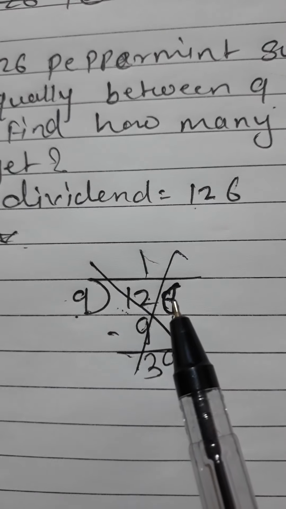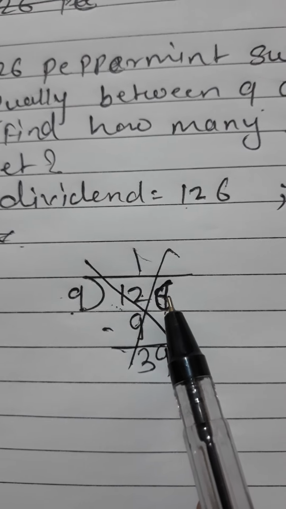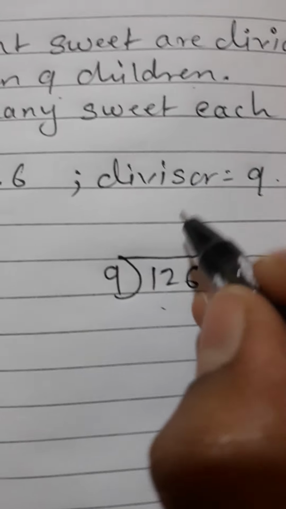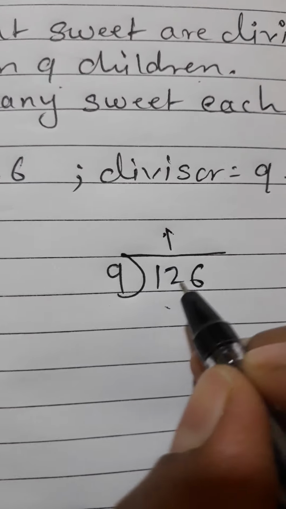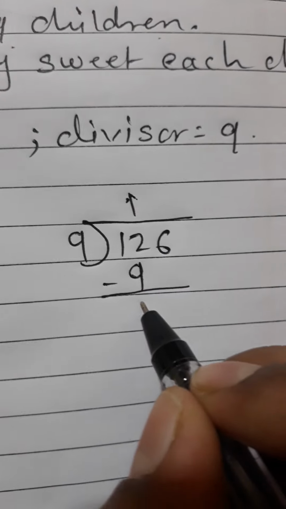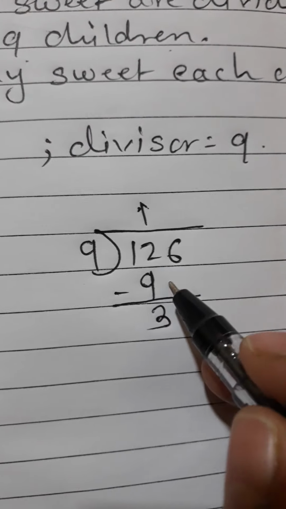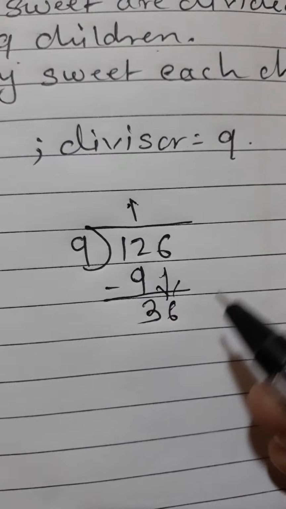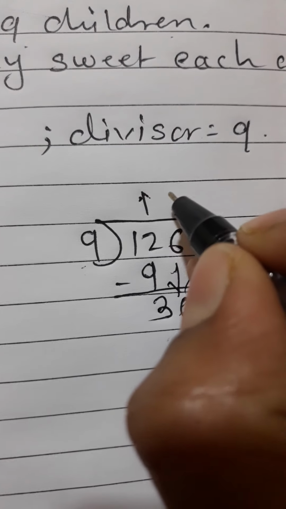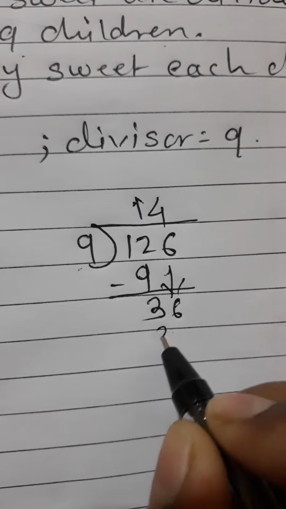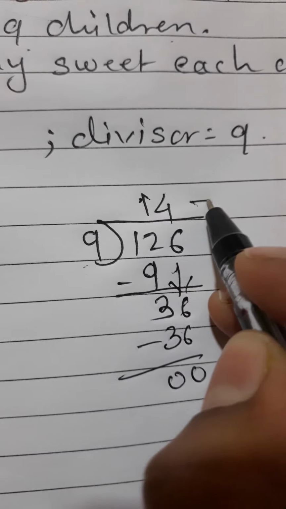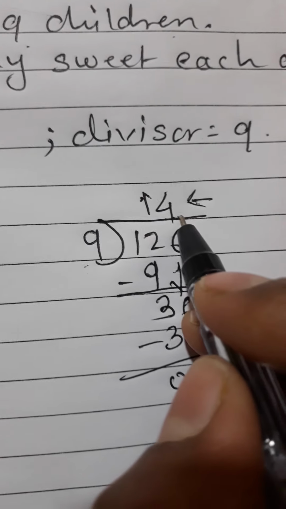I made a mistake here. Instead of 6, I took 9. So I am doing it again. 9 ones are 9. What is the answer? 3. And this 6 will come down, then 36. Is 36 there in the 9 table? Yes, 9 fours are 36. So our remainder is 0 and quotient is 14. So this is our answer.